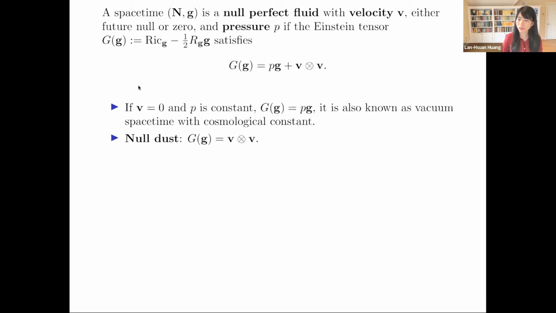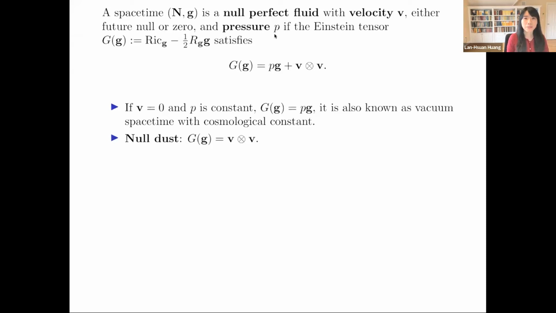Before we get to that, let's define null perfect fluid. It's probably a review for some of you. It's a space-time, and it's called a null perfect fluid if we have a velocity v. Here v, we require it to be future null or zero. If v is time-like, it's the usual perfect fluid, but for a null perfect fluid we require it to be future null or zero. It could be zero.